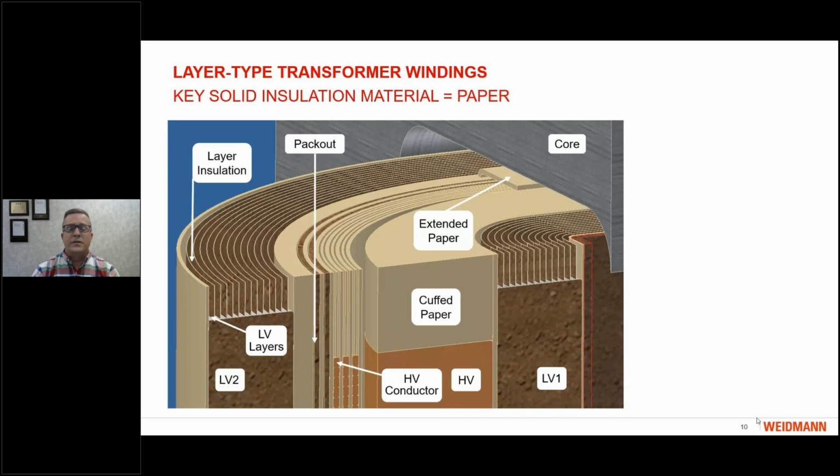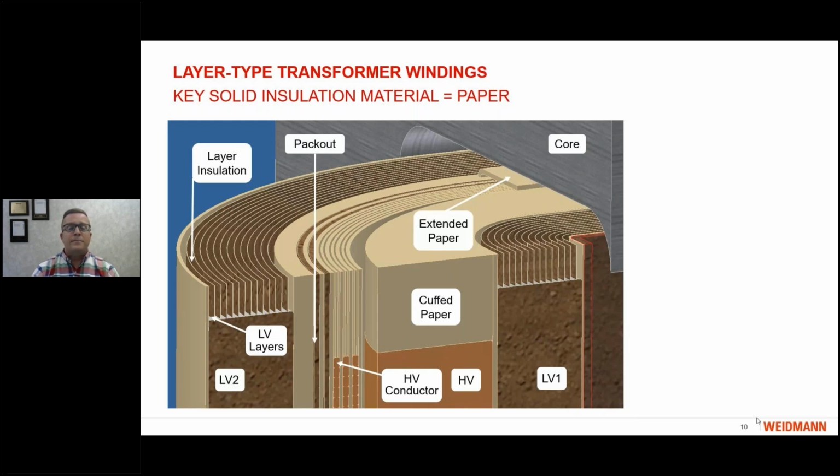So here you see, for example, a layer wound transformer where you have the low voltage winding, part 1 on the inside, and then you have the high voltage winding in the middle and a second part on the outside. But the majority of the solid insulation separating all of those layers of conductor is paper. So you have paper between the layers, you have paper between the layers in the low voltage and in the high voltage, you have paper that is at the ends of the coils. You can sometimes have extended paper between the high and the low to provide a barrier.